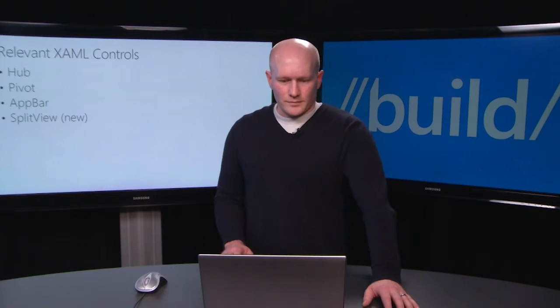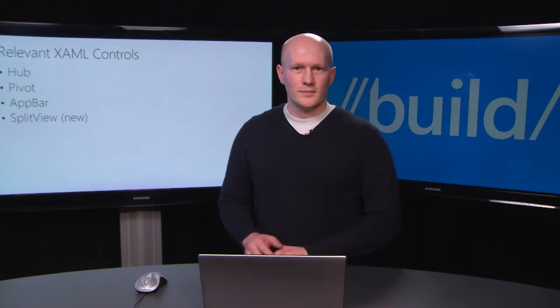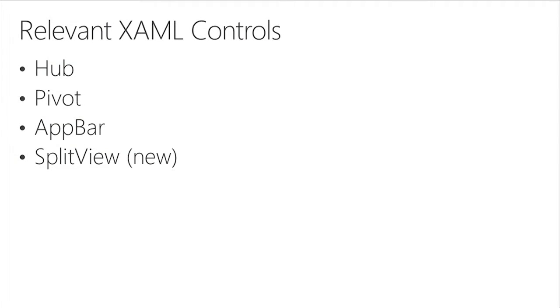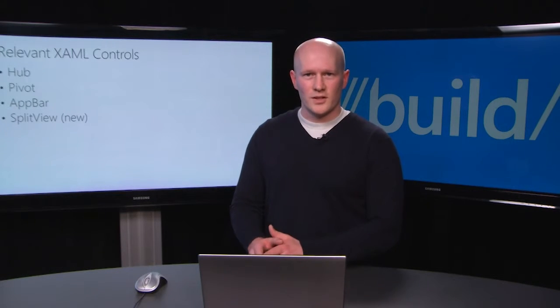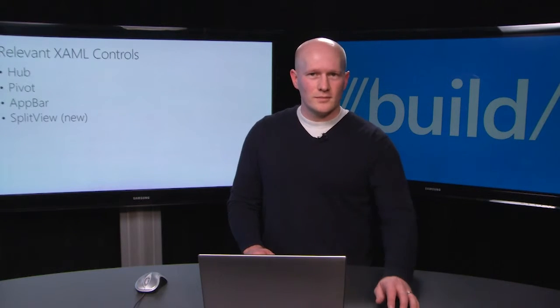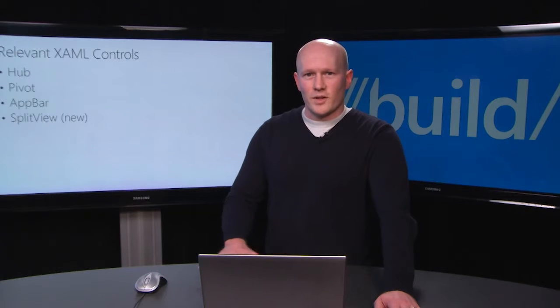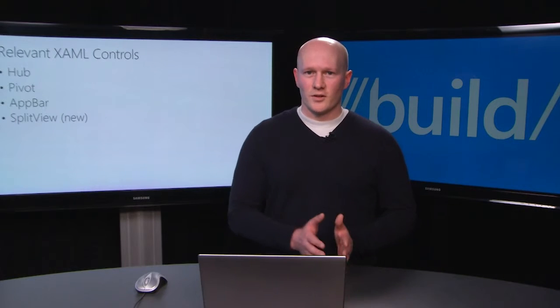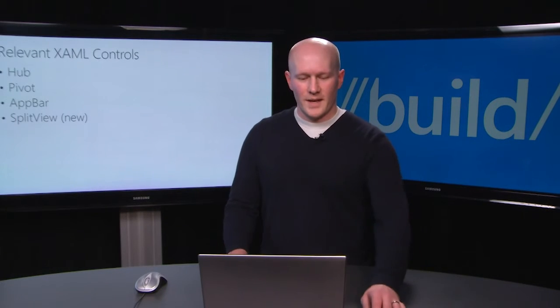And so some of the controls that are useful if you wanted to build some of these navigation experiences are the hub control, the pivot, the app bar, and split view, which is new. So hub was previously converged on both Windows Phone and Windows, and we've updated it visually so it's still present. You can use it for your app. Pivot was previously only available on the phone, and now it's there on Windows as well, so you can use a pivot and get an experience that spans from the small screen to the large screen.